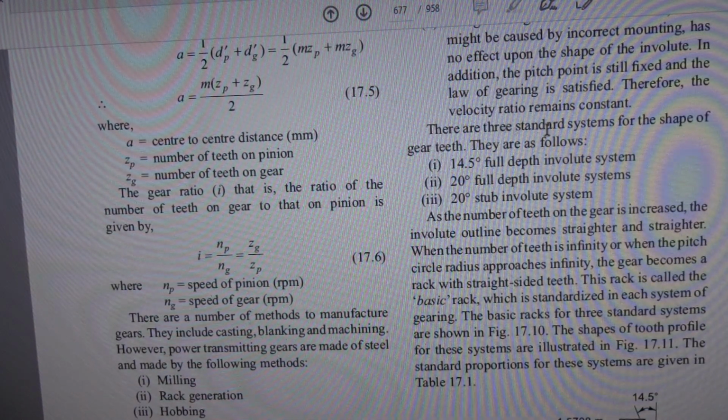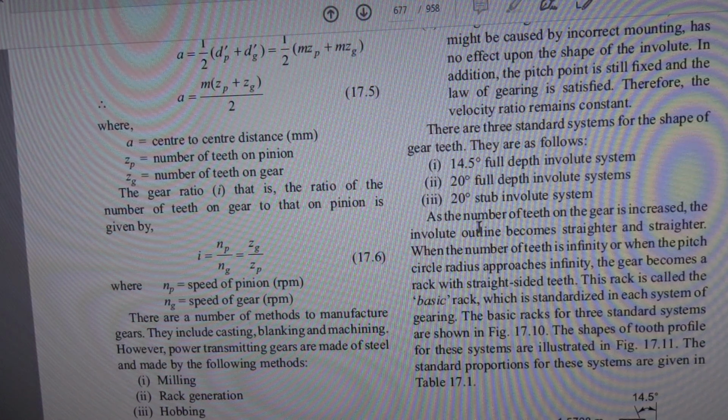So there are three standard systems of the shape of the gear tooth. They are as follows: 14.5 degree full depth involute system, 20 degree full depth involute system, and 20 degree stub involute system. Generally you have to consider the 20 degree full depth involute system. What is the advantage and disadvantage?